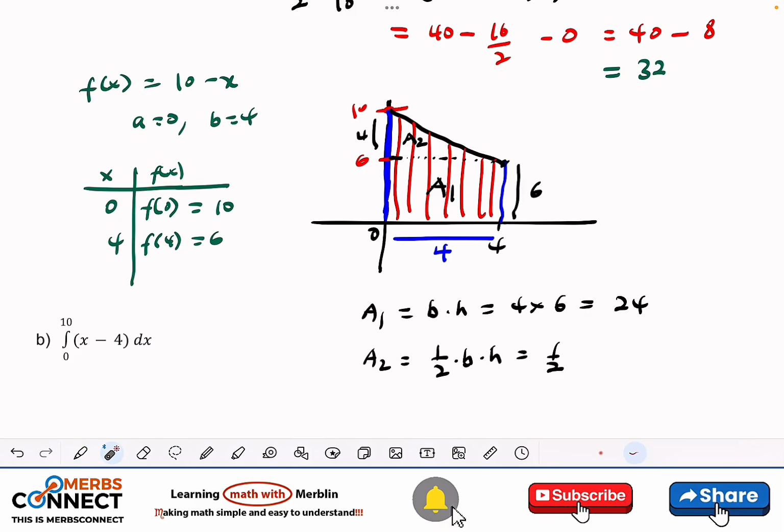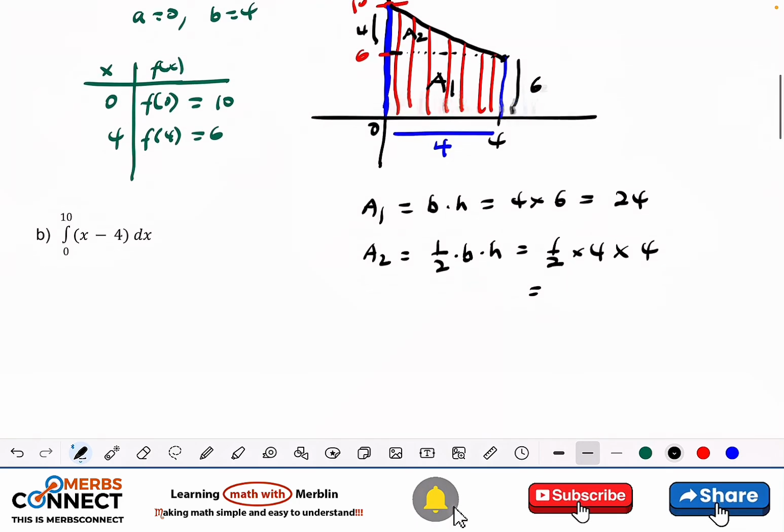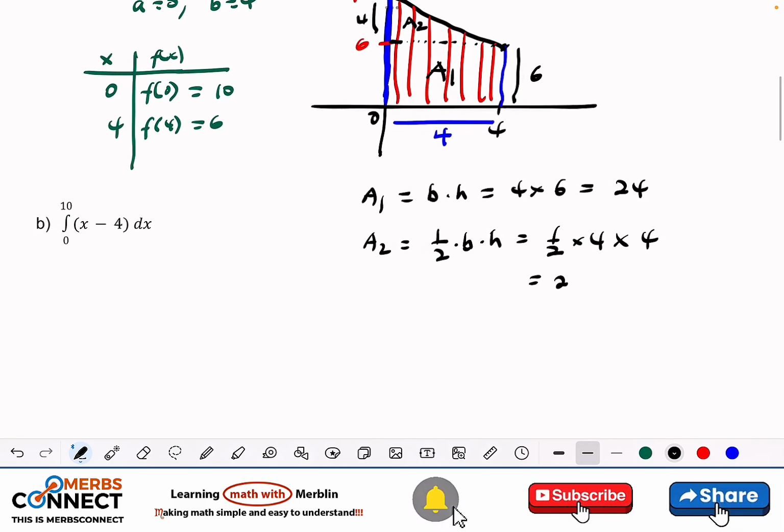So half. Now what's the base for this one? The base for this one is the same as this, so 4 times... what is the height for this one? The height for this one is also 4. So we're going to have times 4. So this is going to give us 2 times 4, and this is 8.